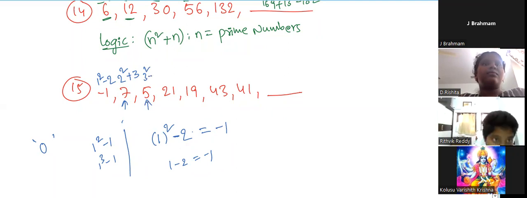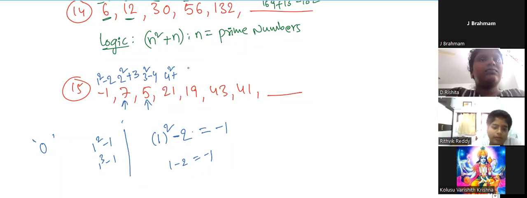3 square is 9. 4 minus 4. What about 21? 4 square is actually 16, but it is 16 plus how much is 21? 5. Now observe any pattern.